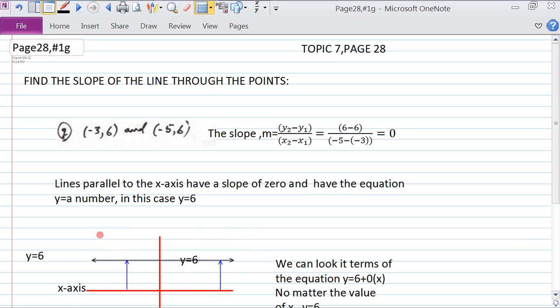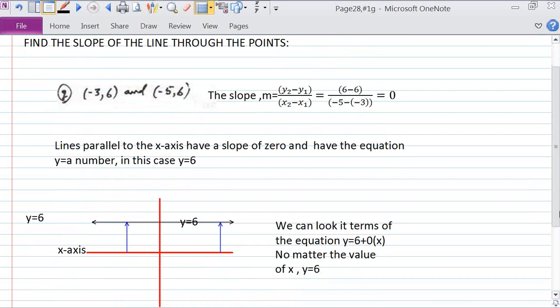And any line parallel to the x-axis would have the equation of y equals a number. For example, if this were right here, we might say y equals 1, y equals 2, etc. Here we're up at y equals 6. If the line were parallel to the x-axis and below, then it would be y equals a negative number.